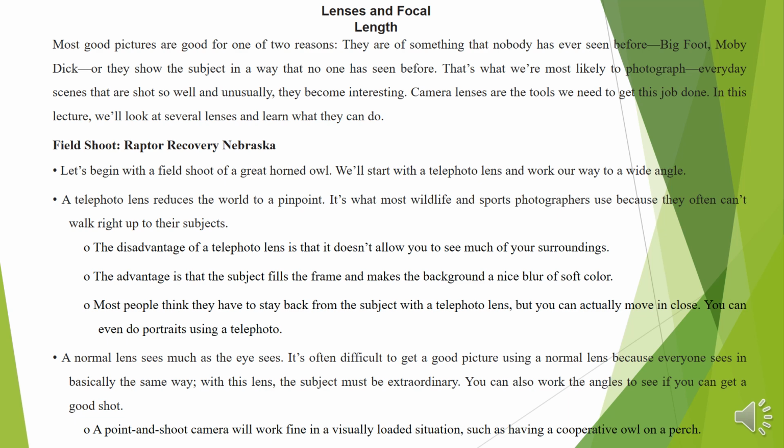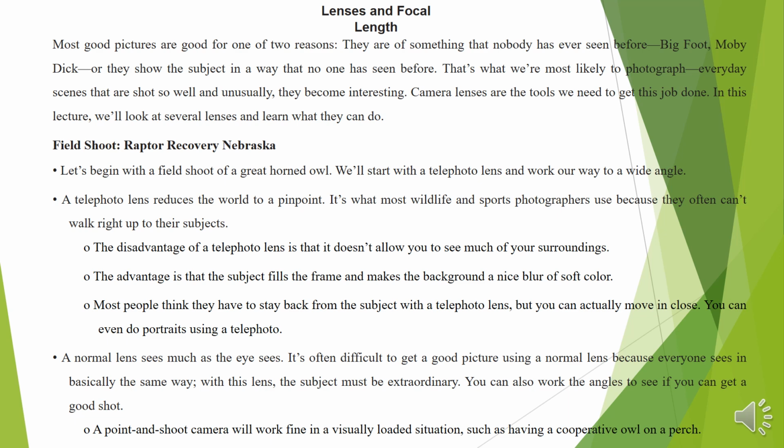Most people think they have to stay back from the subject with a telephoto lens, but you can actually move in close. You can even do portraits using a telephoto. A normal lens sees much as the eye sees. It's often difficult to get a good picture using a normal lens, because everyone sees in basically the same way. With this lens, the subject must be extraordinary. You can also work the angles to see if you can get a good shot.